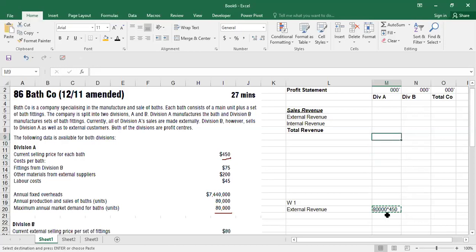I put it here, external revenue. And by the way, you should be dividing it by 1000 so that you get the numbers, because we put 3 zeros on the top. So we can just show it with 3 zeros. And they do not have any internal revenue. Their internal revenue is 0. So I can say that division A total revenue is 36,000.